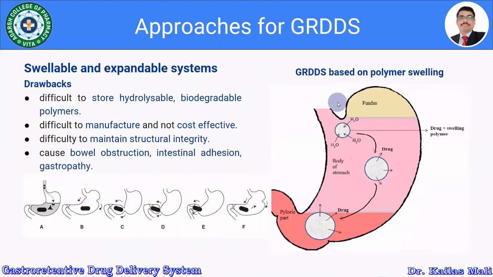So here, look at the figure. Here I have shown the gastroretentive drug delivery system based on polymer swelling. When the formulation is solid, it is going to absorb the water.